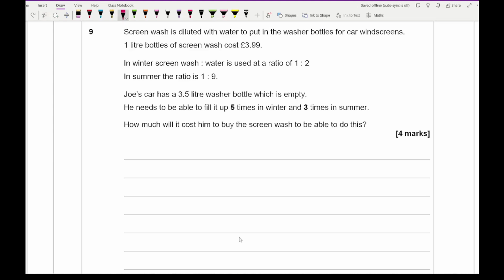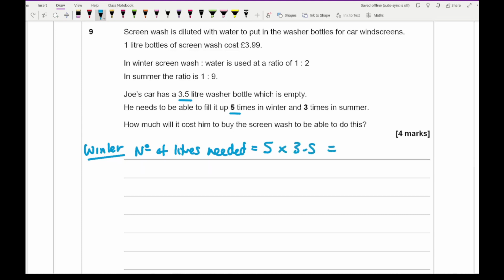So first things first, we've got winter and we've got summer. So let's first of all look at the winter. So in the winter, we know that the number of litres needed is going to be 5 times 3.5, which gives me an answer of 17.5 litres. So that's how many litres I'm going to need of screen wash.